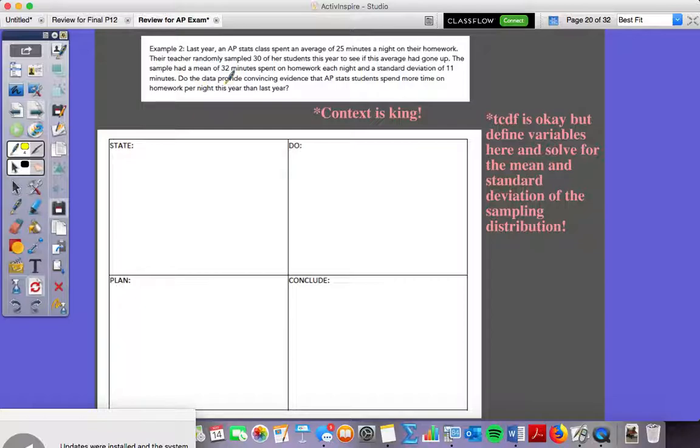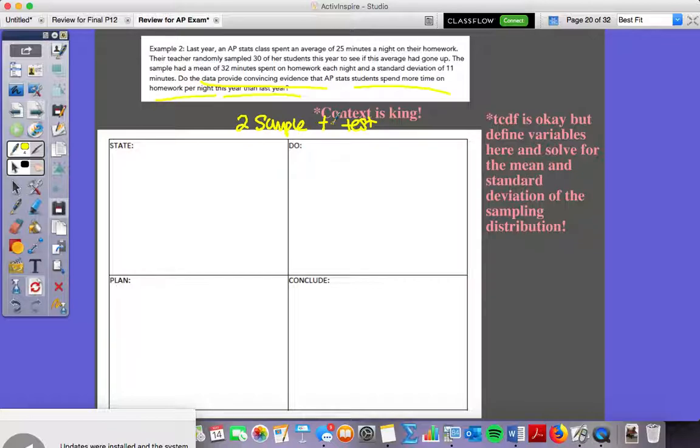I always read the last sentence, just how I roll. Does the data provide convincing evidence that AP Stat students spend more time on homework per night than last year? I know that that's a test. Well, I'm comparing more time from last year to this year, so that's going to be a 2 sample test, and whether it's T or Z depends upon the mean or proportion. In this case, it's going to be T because we're talking about mean, right?